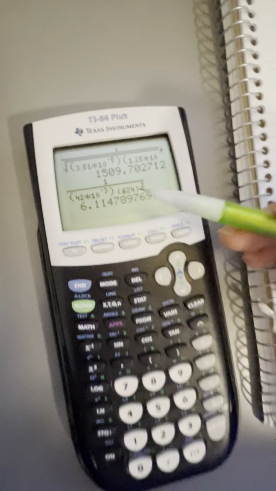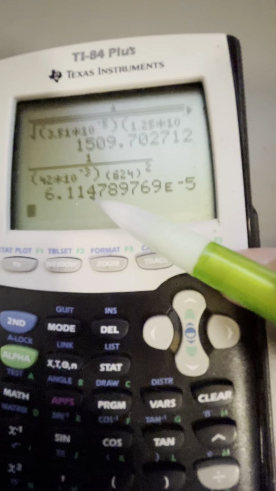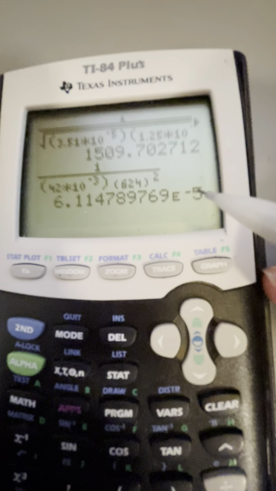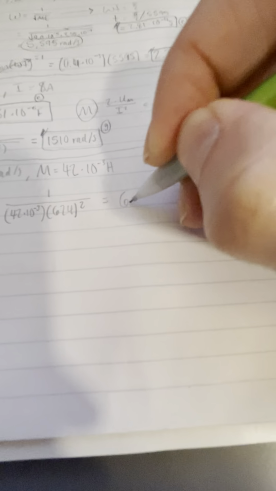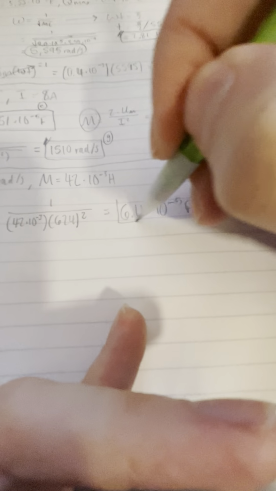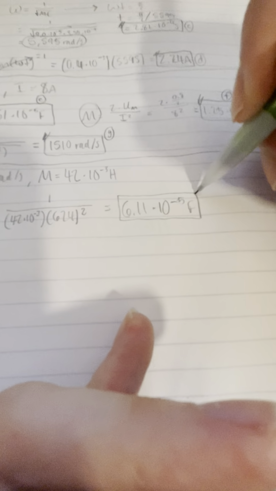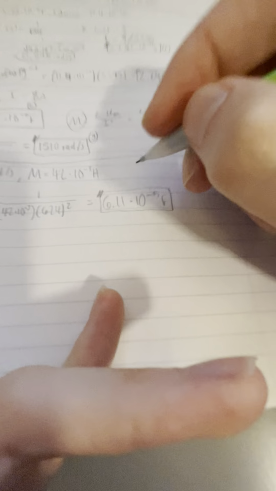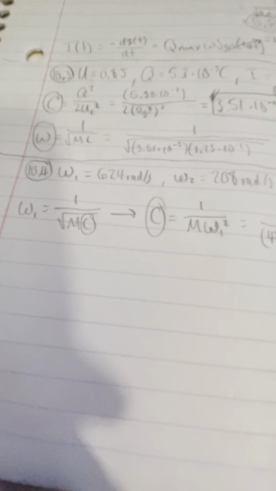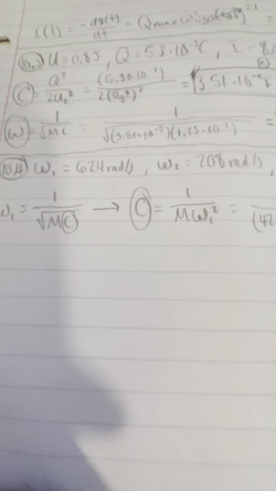Squared. Okay, 6.1147... So let's cut it off at 3 sig figs. So 6.11 times 10 to the negative fifth, and since we're solving for capacitance, that's in farads. And that is H. And the last question wants us to find the value of R, so the resistance.